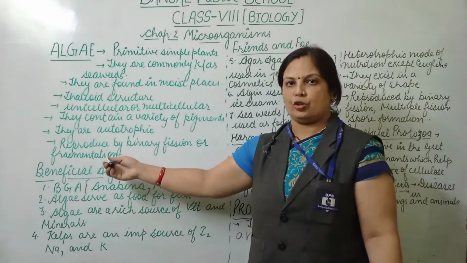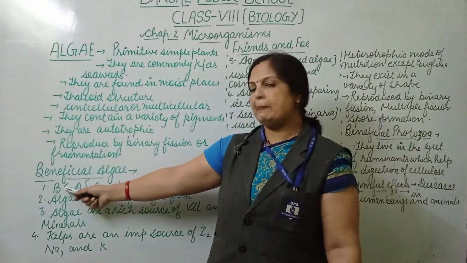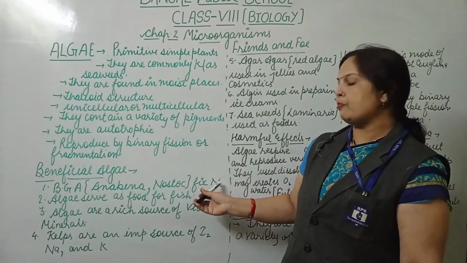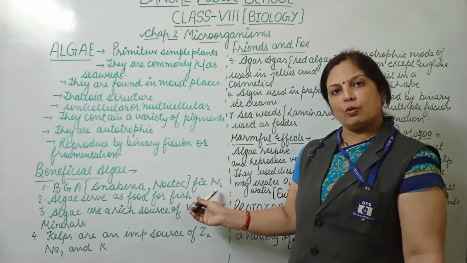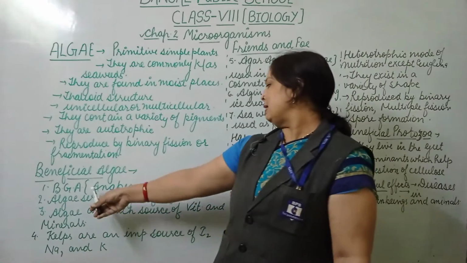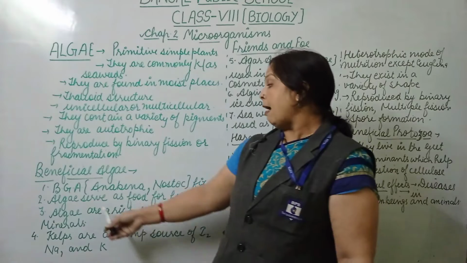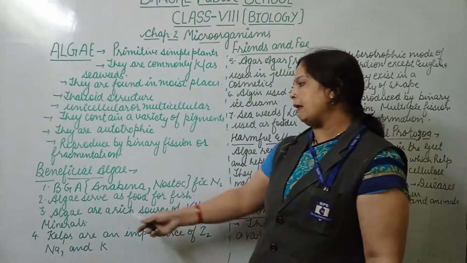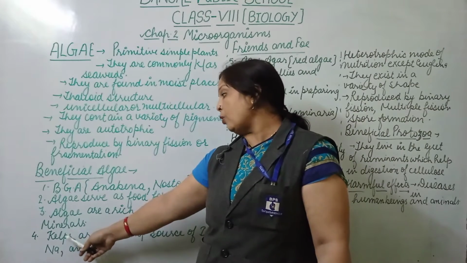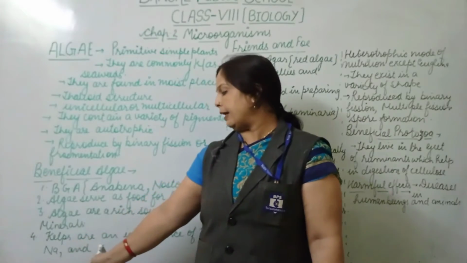Now, what is the beneficial role of algae? Blue-green algae, BGA, like Anabaena and Nostoc, fix atmospheric nitrogen and convert it into nitrates and nitrites for the better growth of plants. Algae serve as food for fish and other aquatic organisms. Algae are a rich source of vitamins and minerals. Kelps, which are obtained from brown algae, are an important source of iodine, Na, sodium, and K, potassium.